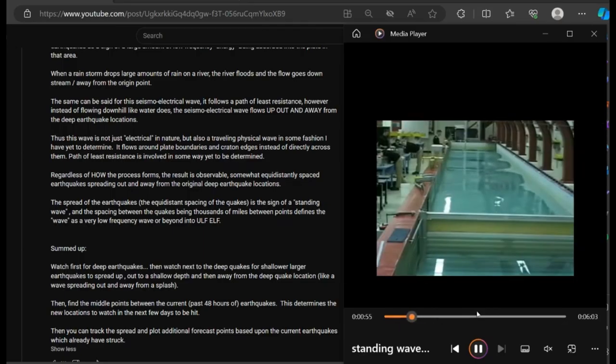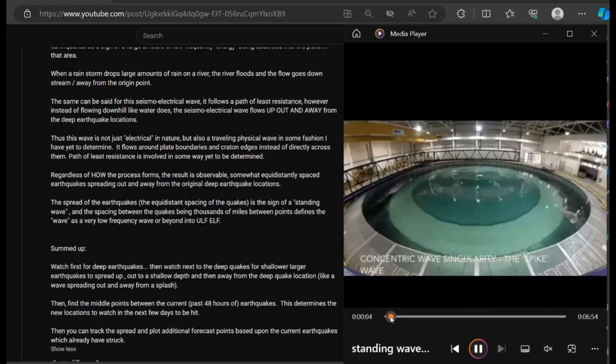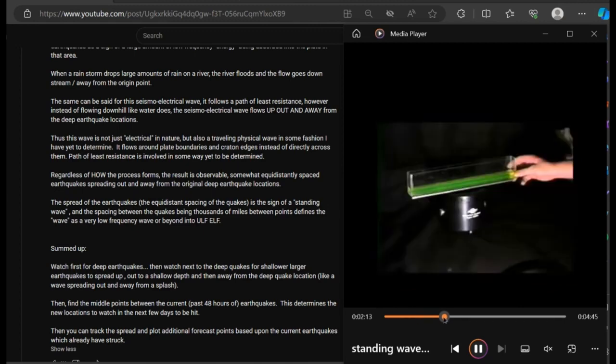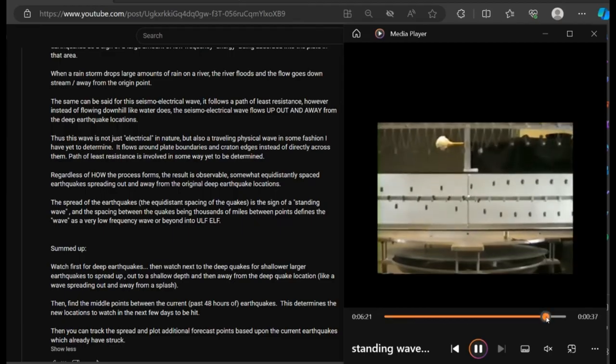Summed up. Watch first for deep earthquakes, then watch next to the deep quakes for shallower larger earthquakes to spread up, out to a shallow depth and then away from the deep quake location, like a wave spreading out and away from a splash.